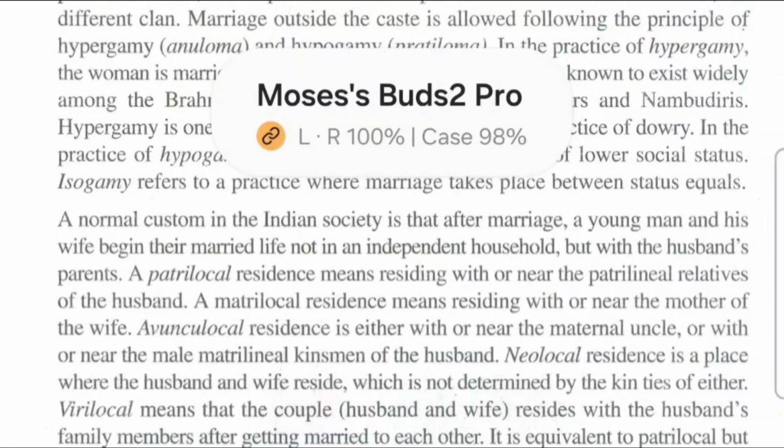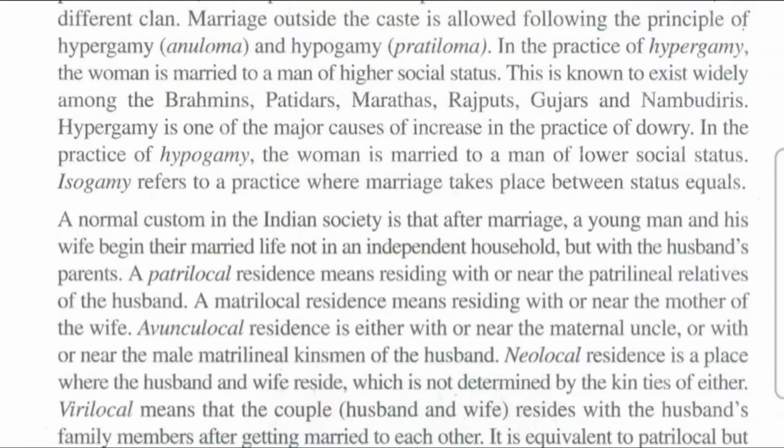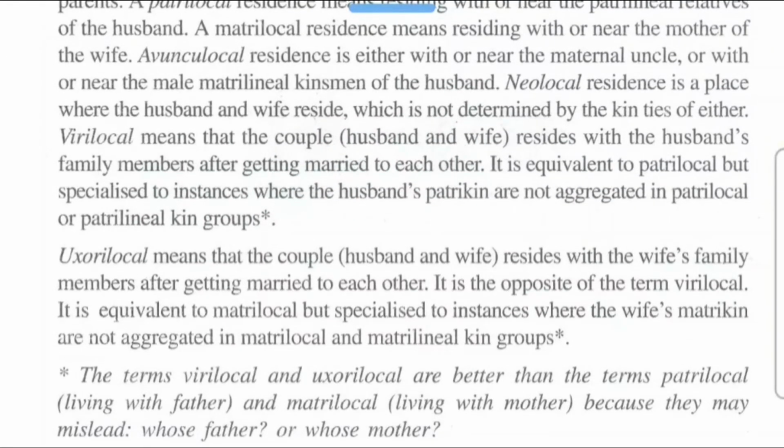An avunculocal residence is either with or near the maternal uncle or with or near the male matrilineal kinsman of the husband. Neolocal residence is a place where the husband and wife reside, which is not determined by the kin ties of either. Virilocal means that the couple resides with the husband's family members after getting married to each other. It is equivalent to patrilocal, but specialized to instances where the husband's patrikin are not aggregated in patrilocal or patrilineal kin groups.